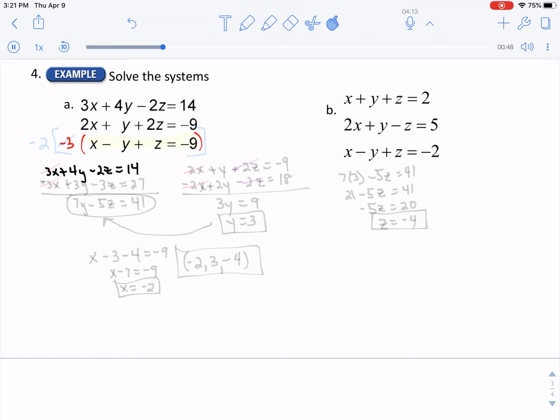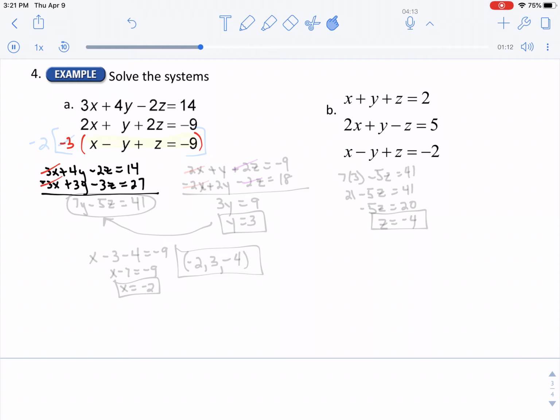So I get a -3x plus 3y minus 3z equals 27. Now I'm going to add those together. When I add those together, the x is eliminated.